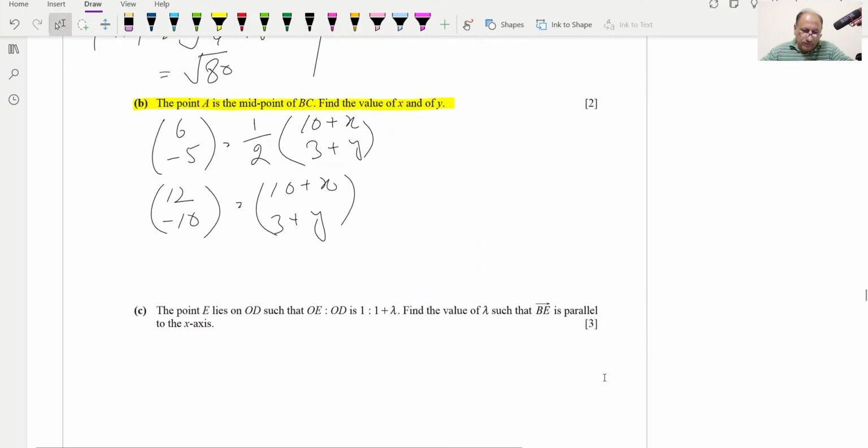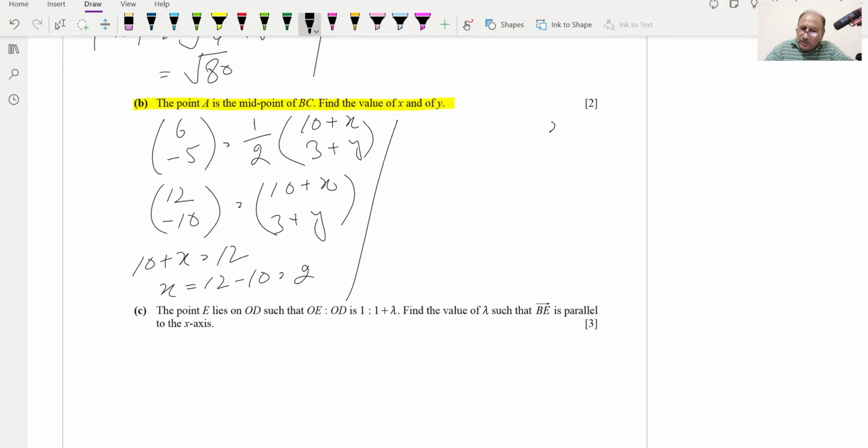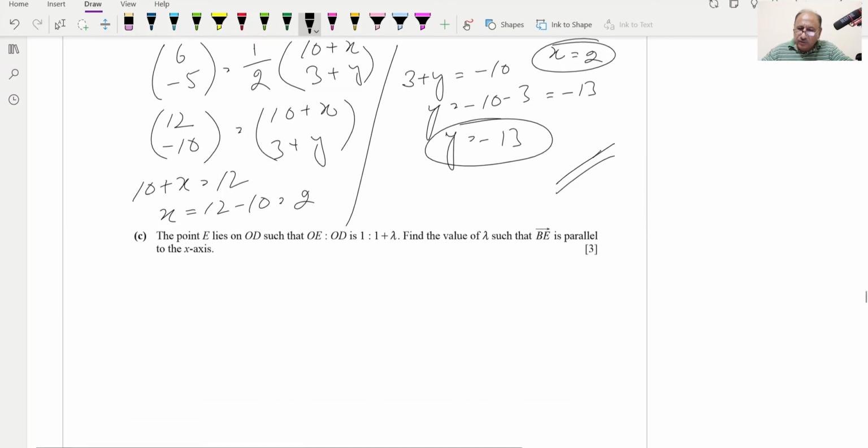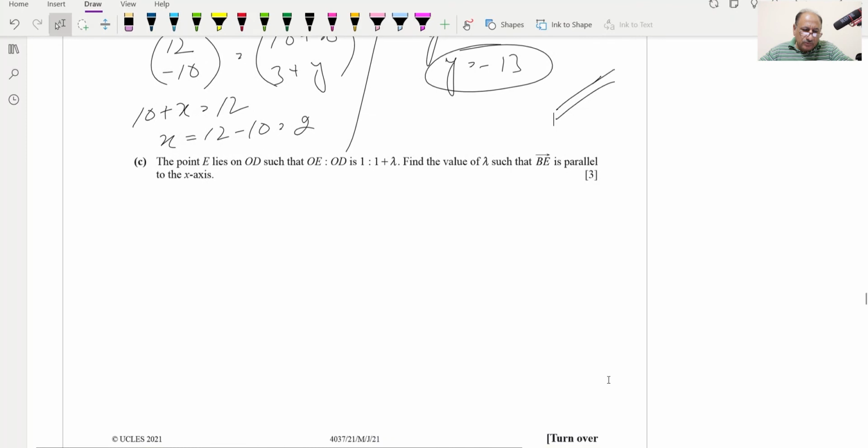So 10 plus x is equal to 12, which implies x is equal to 12 minus 10, which is equal to 2. So the x value will be 2. For the y value, we can write 3 plus y is equal to minus 10. So y will be equal to minus 10 minus 3, which is equal to minus 13. So these are the two values x and y we found. This was a 2-mark question.